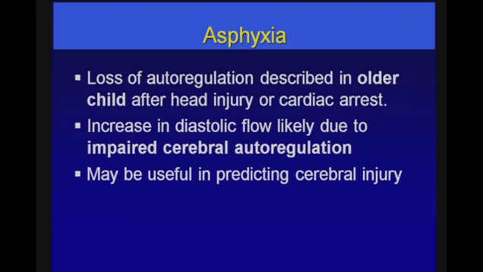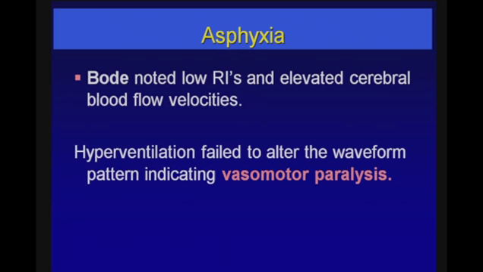This has also been associated in children after head injury or cardiac arrest. This loss of autoregulation can again cause increase in diastolic flow and suggests impairment of the cerebral autoregulation and can be used to predict cerebral injury. One also notes that with low RIs, hyperventilation may fail to alter the waveform pattern, and that also suggests vasomotor paralysis, also a poor prognostic sign.